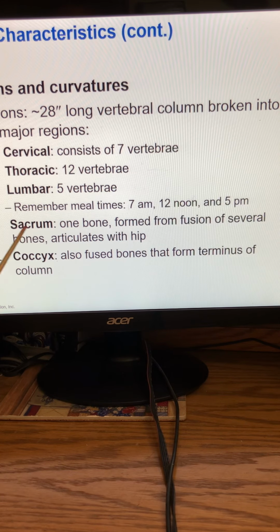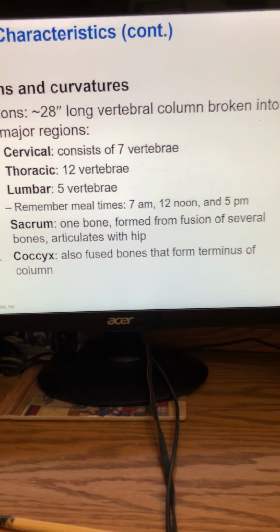And then, of course, Taco Bell invented 4th meal, and that's going to be the sacrum, which is going to consist of 5 bones that have fused together.